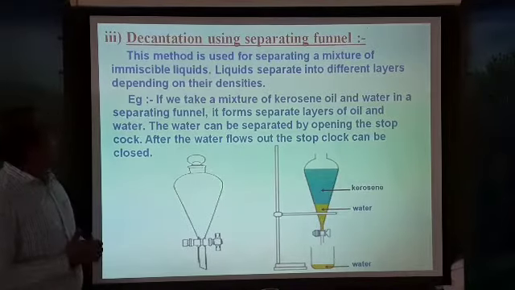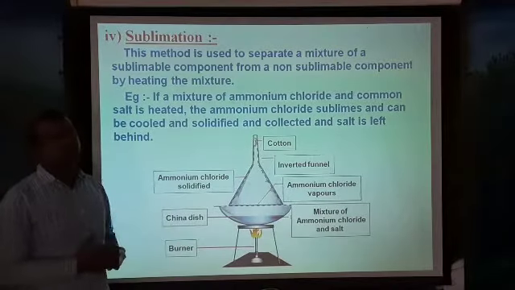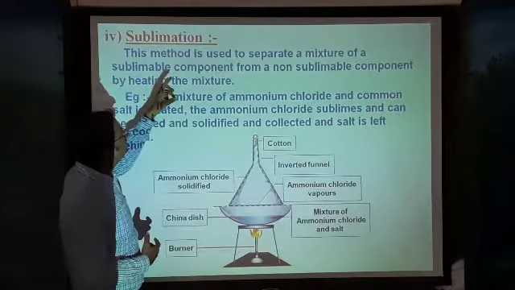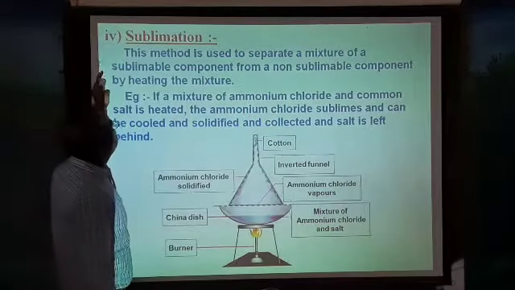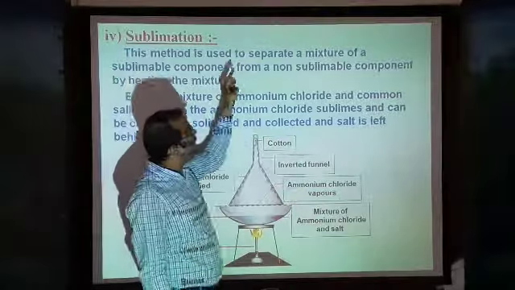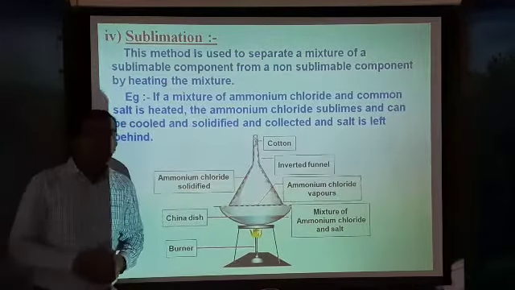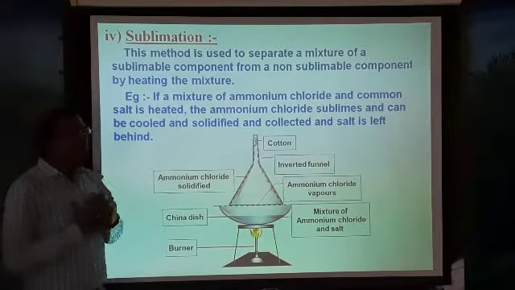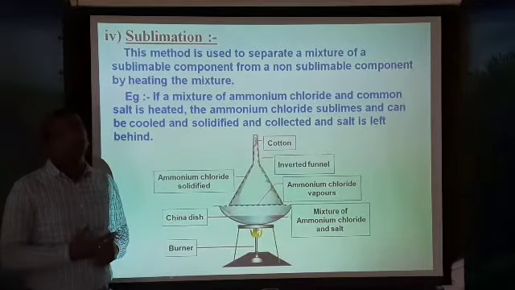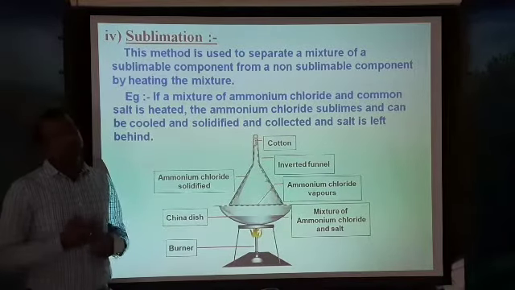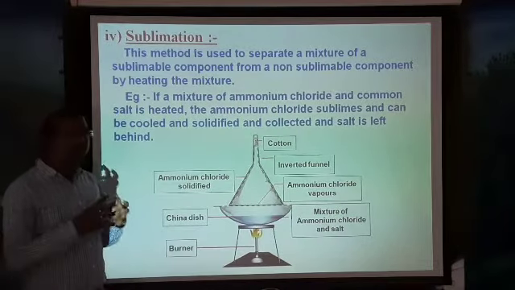The next method is sublimation. We have already discussed what sublimation is. This is a method used to separate a mixture of sublimable components from a non-sublimable component by heating the mixture. What is sublimation? The solid is directly converted into gas without converting into liquid. That is called sublimation. So how can we separate those substances?